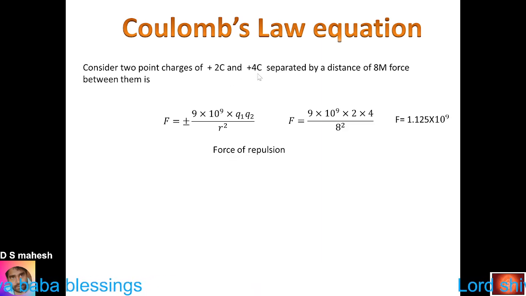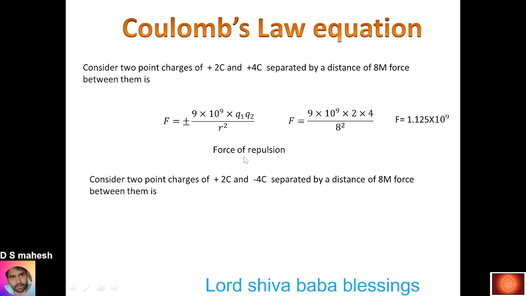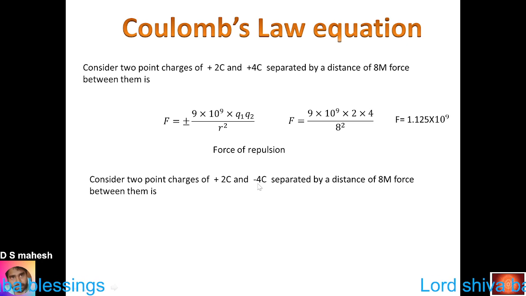So whenever the charges are like charges, that is, both of them are of similar kind, then there is a force of repulsion. Now let us consider the same example. Here there is a minus 4 coulomb. So these two are unlike charges. One is a positive charge and the other is a negative charge.